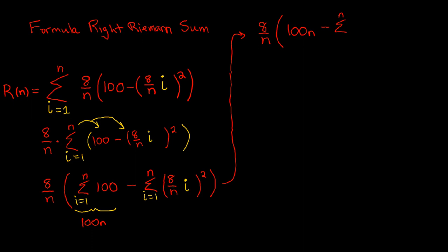So to get rid of these parentheses, I have to square both things inside. So 8 squared is 64. And then n squared is just n squared. And then you'll have i squared. So i squared, and then this is the sum from i equals 1 to n.